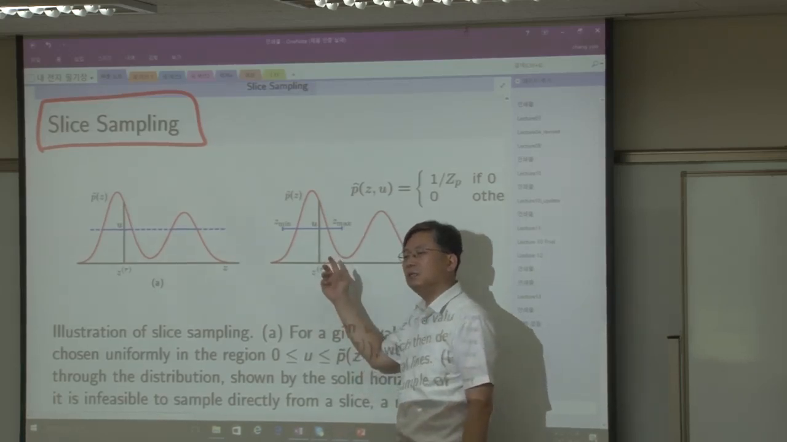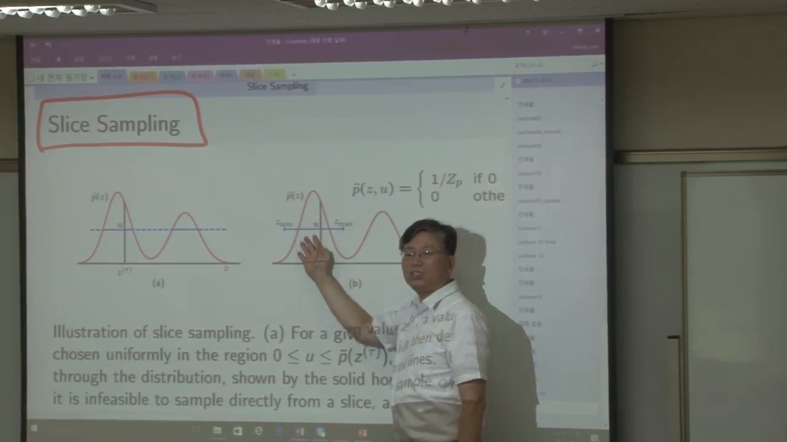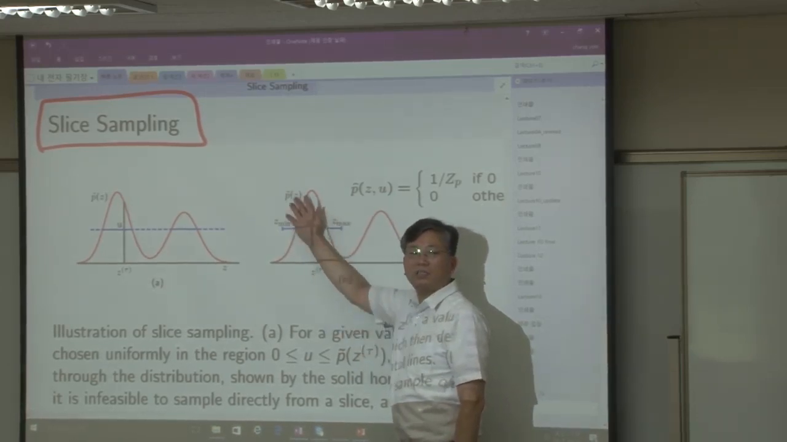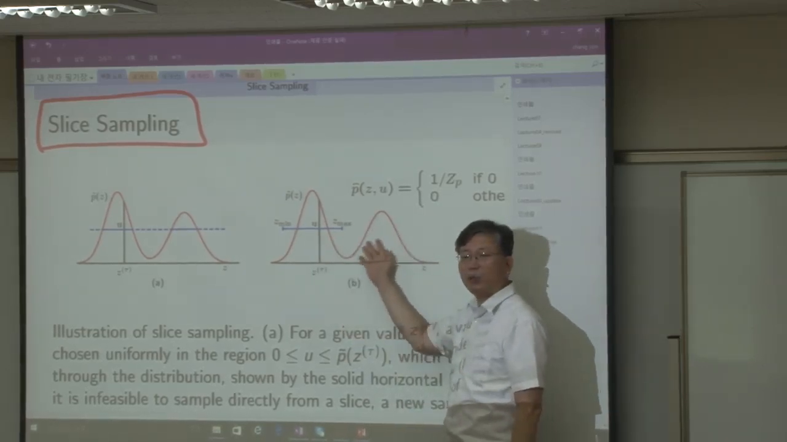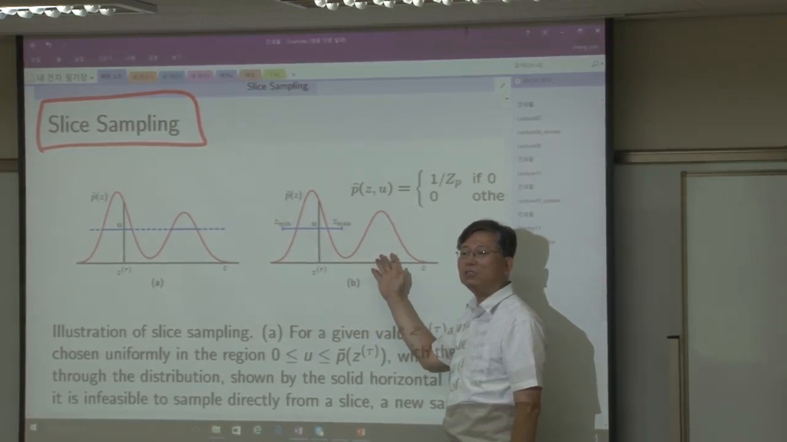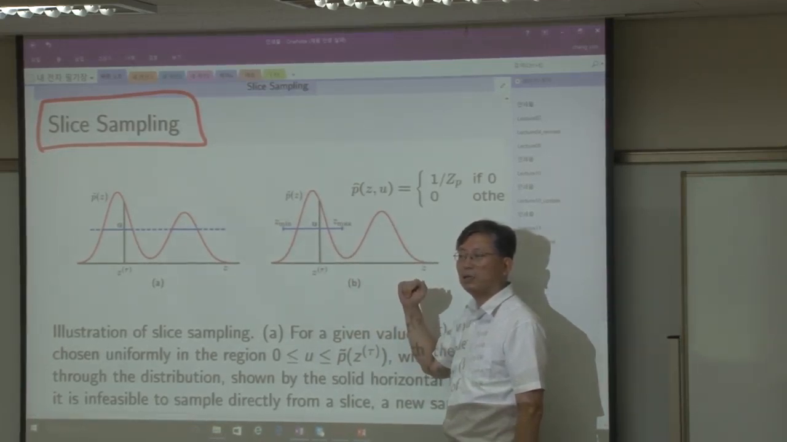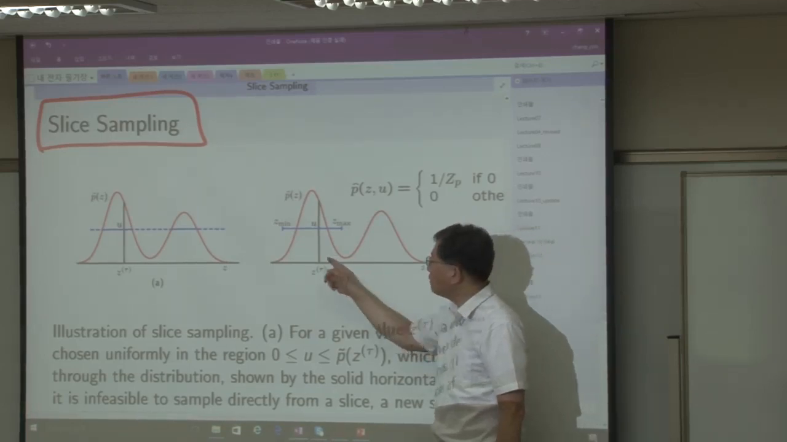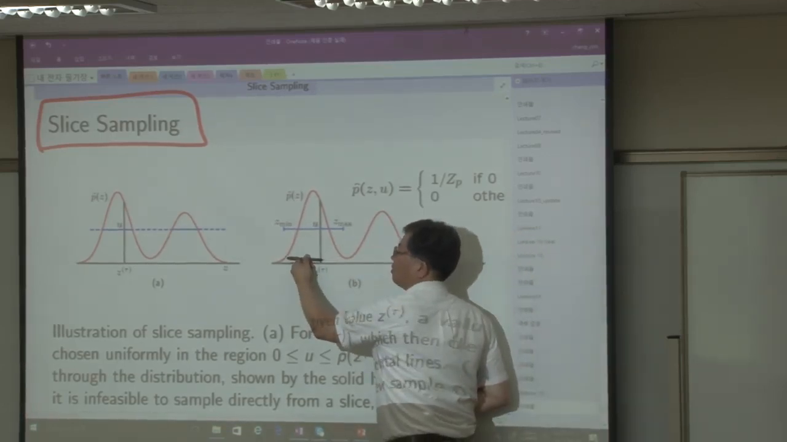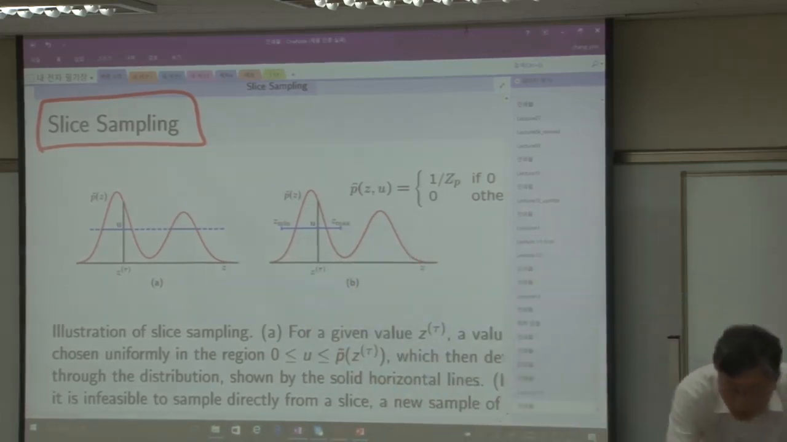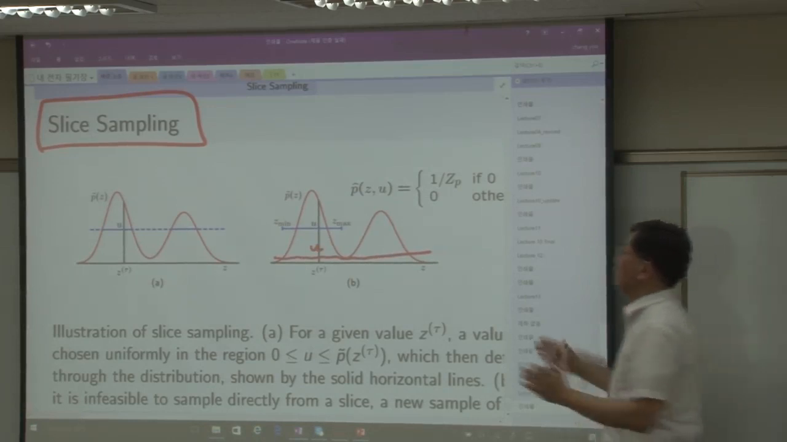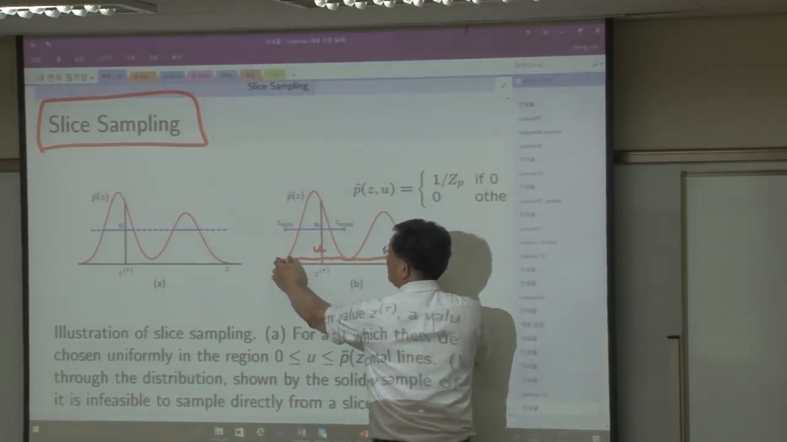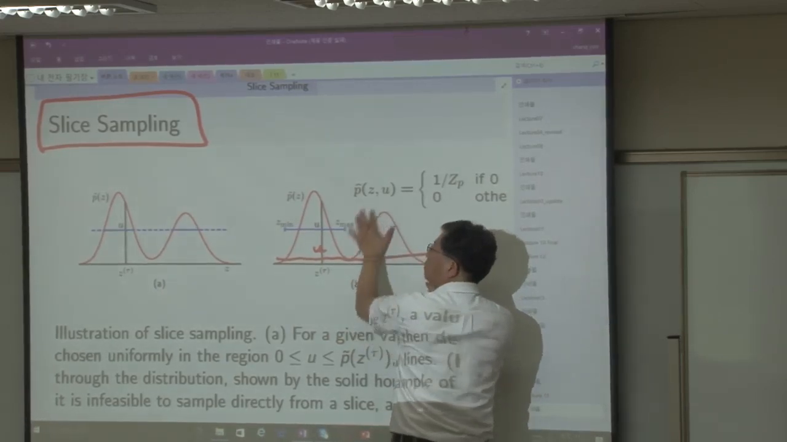It seems that you're only going to stay here in this region, right? If I do slice sampling. But you need to sample from here as well. When does that happen? That happens when you're down here. When the U value is like that, when the U value is here, you get a long interval like this. Then you can move to this portion.